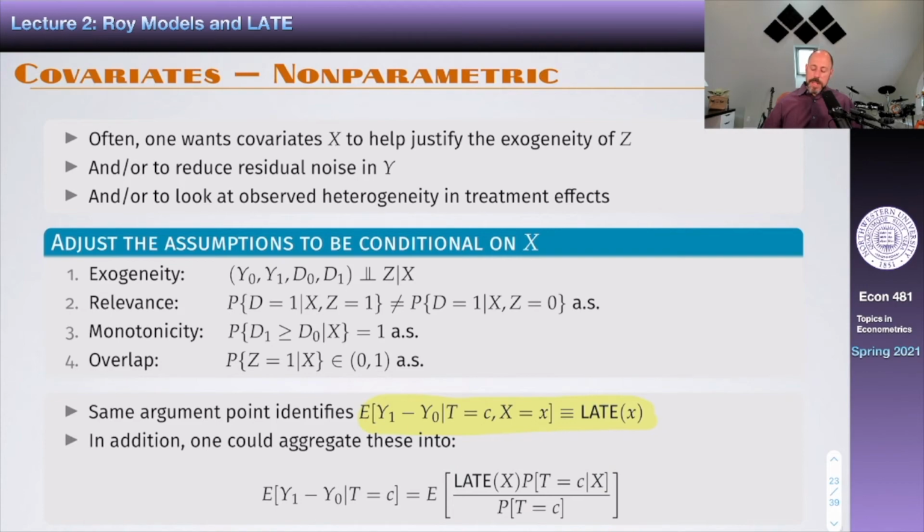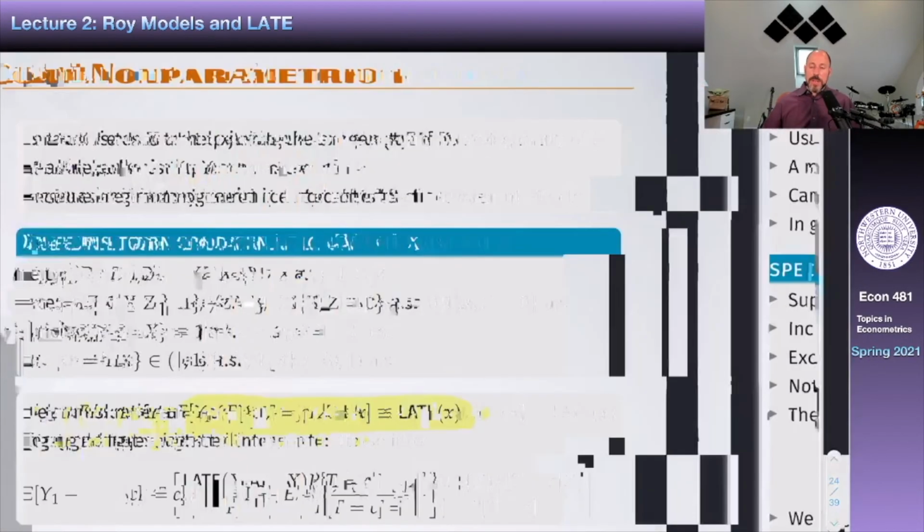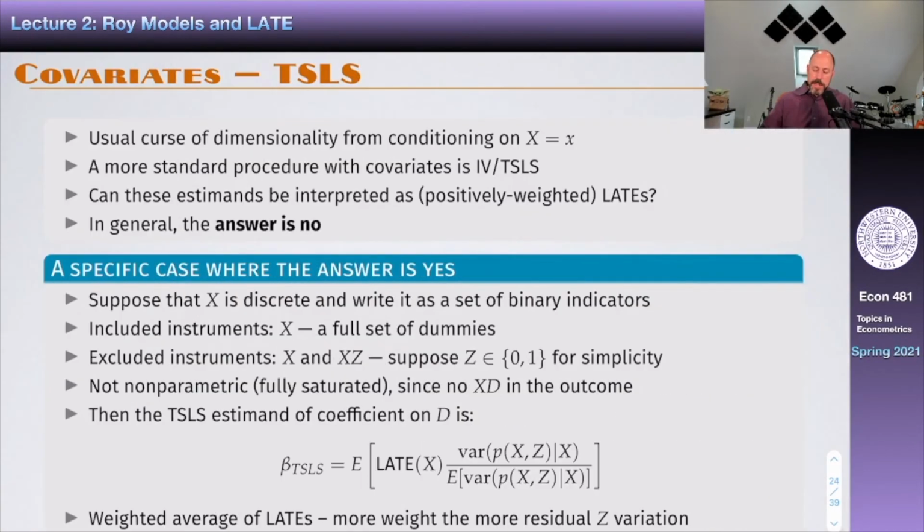The problem is that, as you know, we have problems with the non-parametric approach whenever you're conditioning on a lot of things. That is typically called the curse of dimensionality, which, remember, will affect, for example, the rate of convergence of the estimators that we're dealing with, and may even affect computational tractability of the approach. So something that is more standard is that people will just include the covariates linearly as usual, and they will just do two-stage least squares.